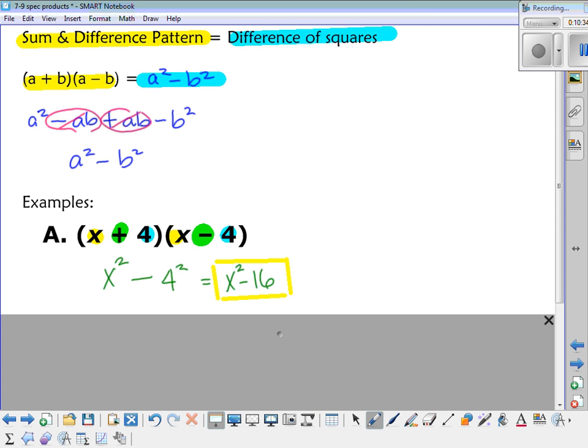Is it going to work if I do it the other way, the long way, distributing? It still would work, yeah.